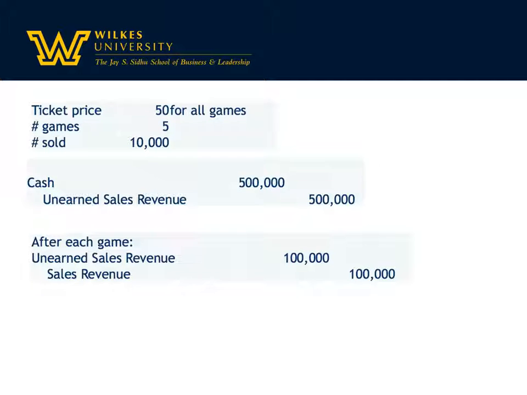So now our sales revenue at the end of the season is going to be $500,000, and the liability unearned sales revenue is now 0 because we have actually given the opportunity for those individuals to have those seats. So we no longer have the liability and we have earned the income. And that is a quick review of unearned revenue and the adjusting entries to transfer that revenue into earned revenue.